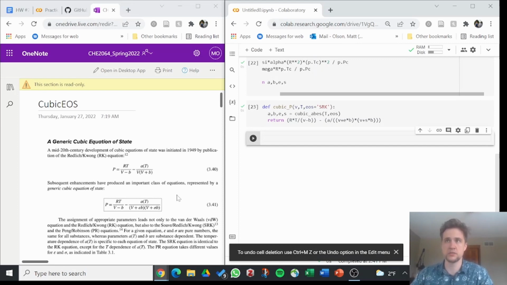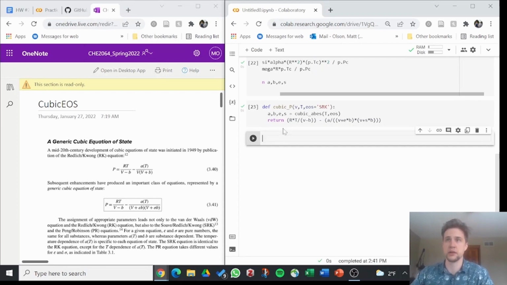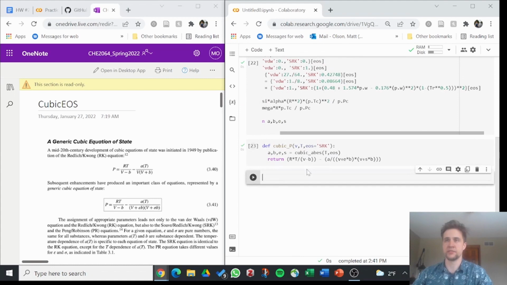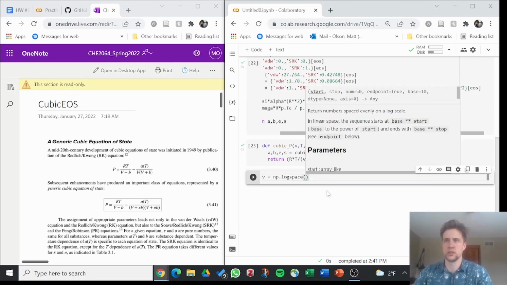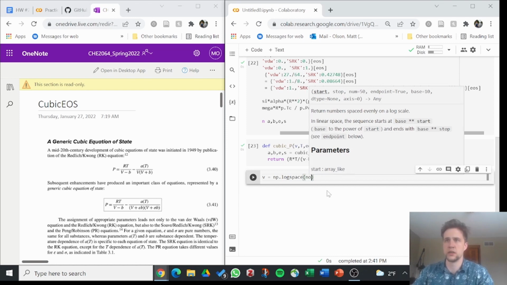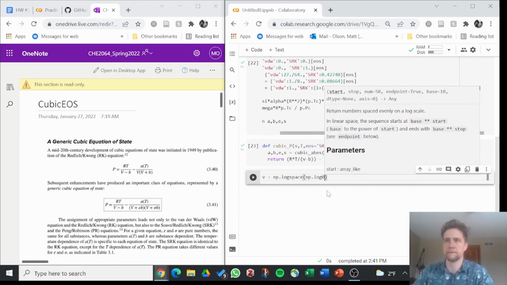Now our last thing is just to go ahead and plot out everything that we've coded so far and defined and calculated for pressure. So our volume, it's going to be on a logarithmic scale. So let's go ahead and get that in now. We're using an array of values, so we need to get the NP in there.